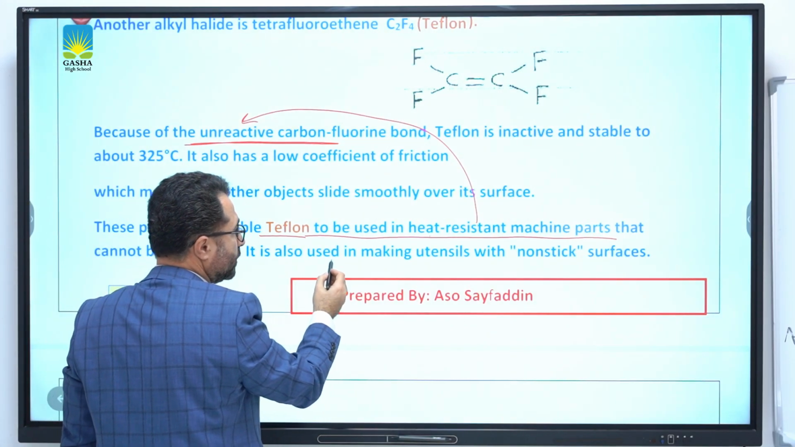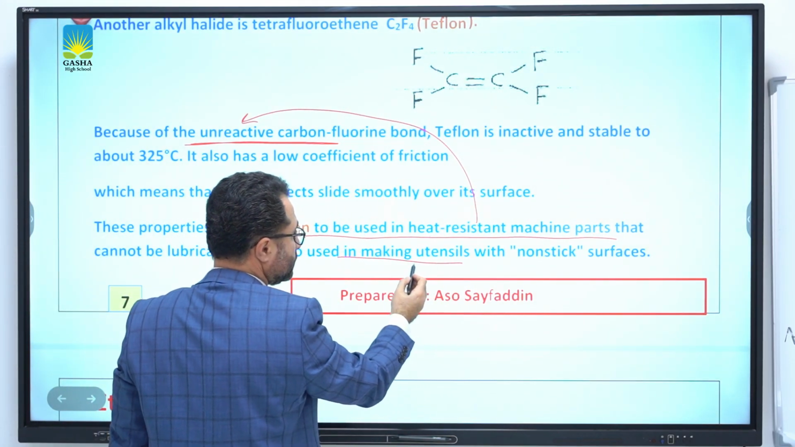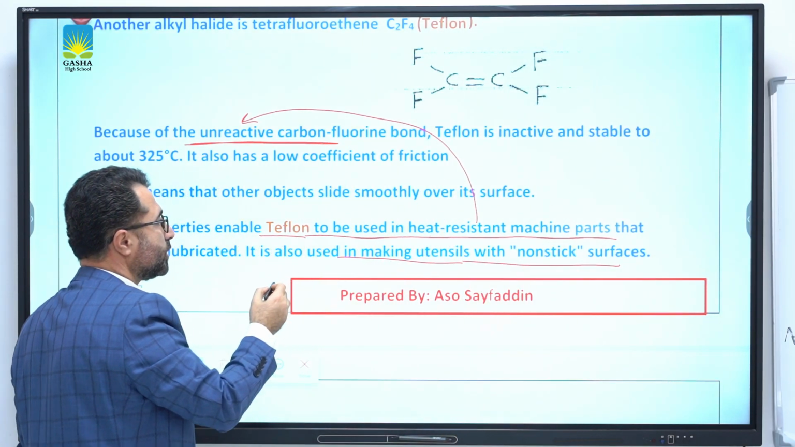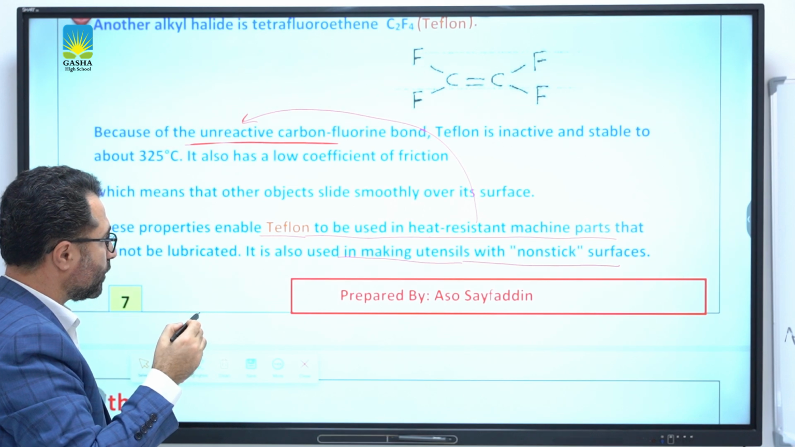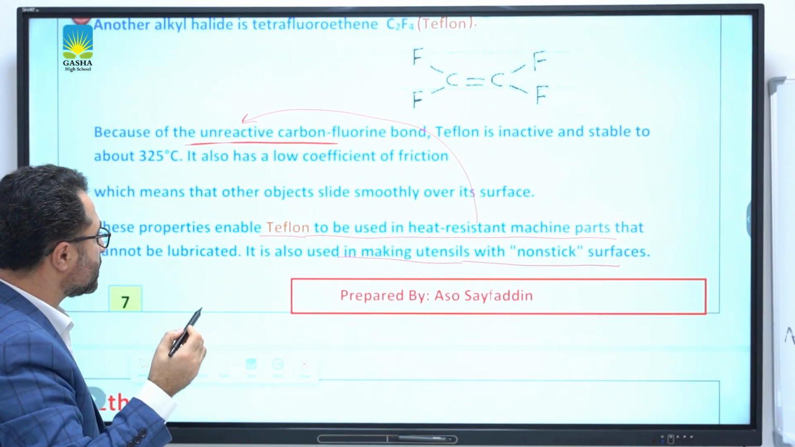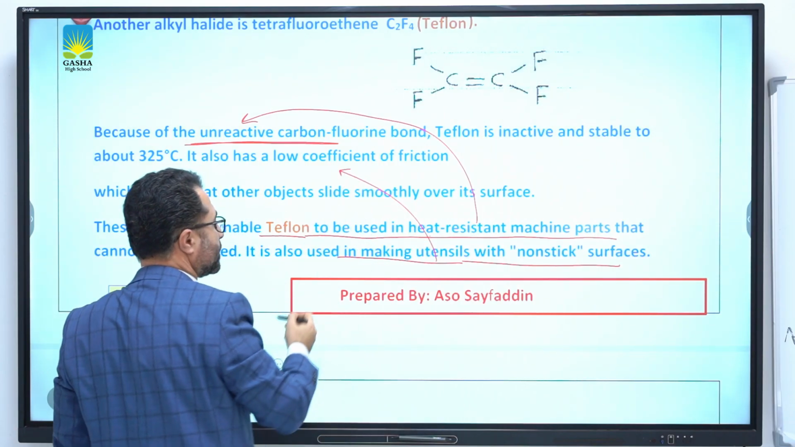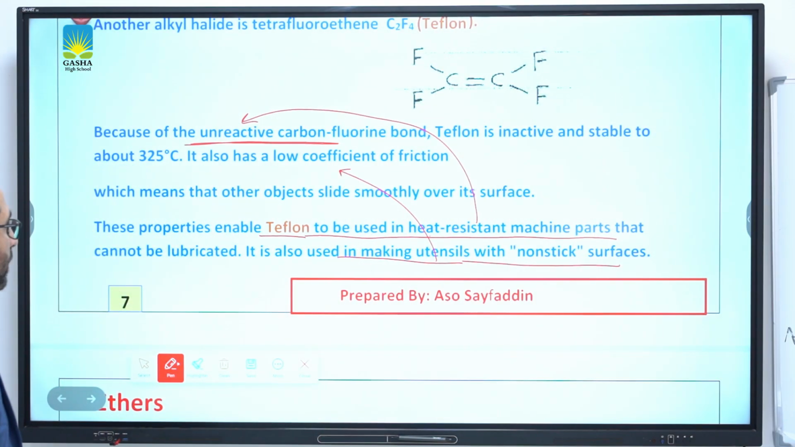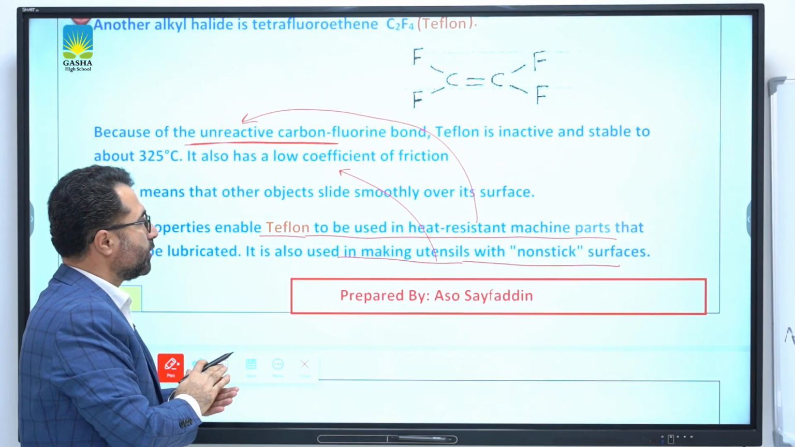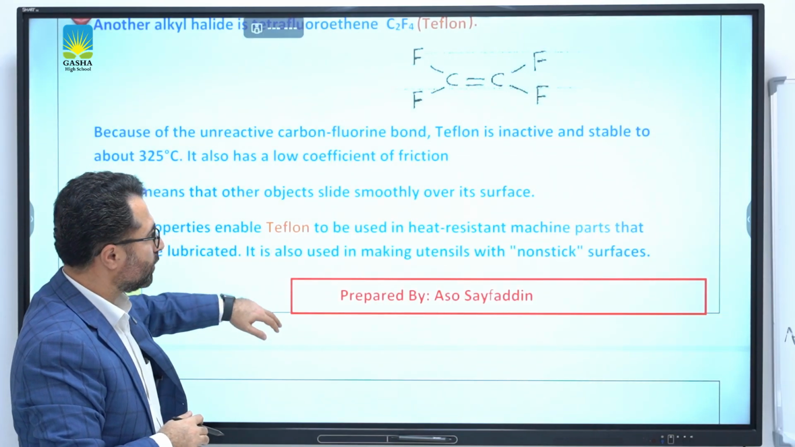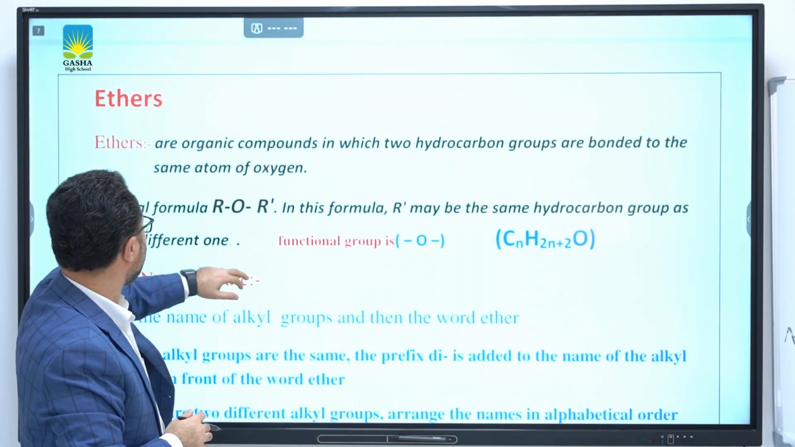Also we can use it as what? Utensils with non-stick surface. Why? Because it has a low coefficient of friction. It has a low coefficient of friction, so it will be non-stick. Teflon or Tefal, it's the same.